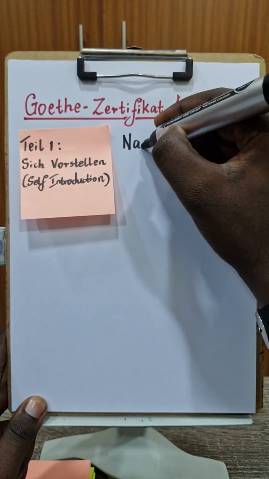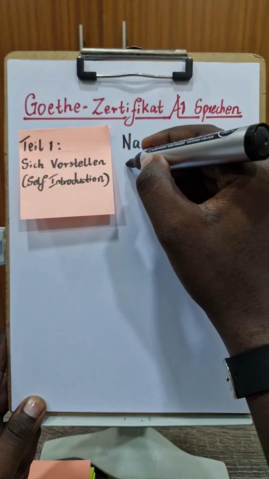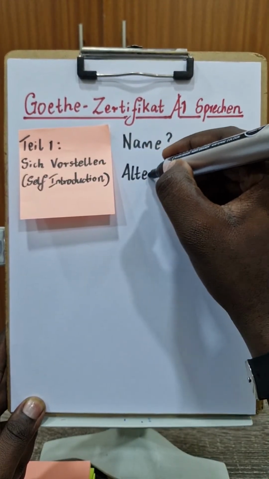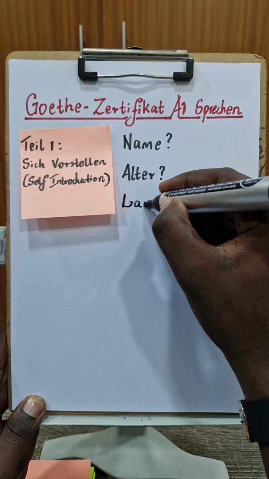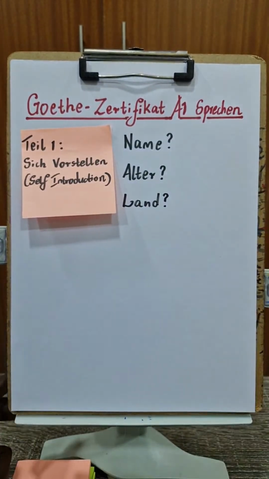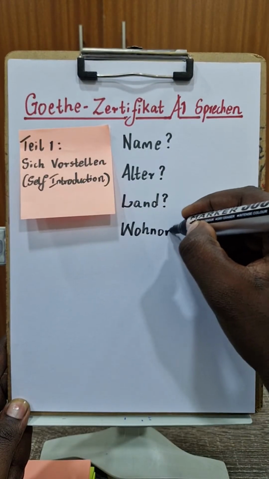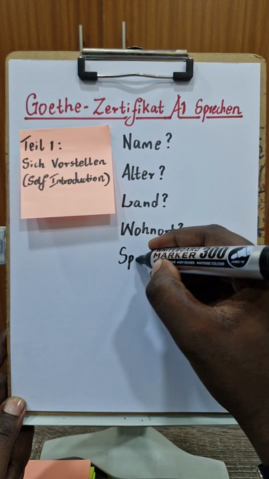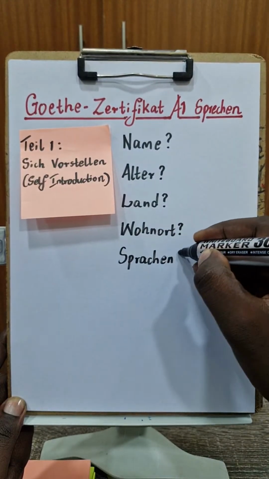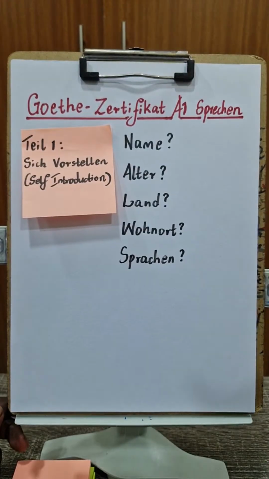Let's copy them down. Number 1, I will need your Name. And then I will also need your Alter. Then we will need your Land. Of course, you could use Land or Heimatland. Name, Alter, Land. And then they would also need your Wohnort. That will also be required. How about that one which is Sprachen? So Name, Alter, Land, Wohnort, Sprachen.